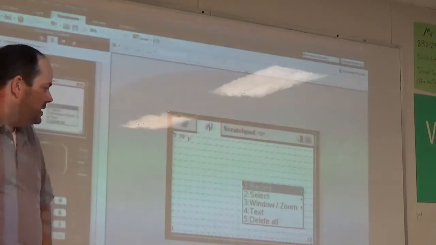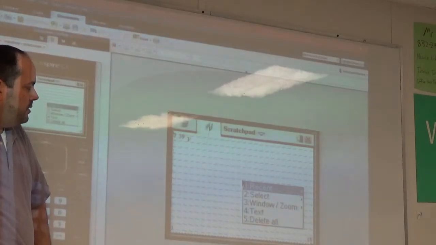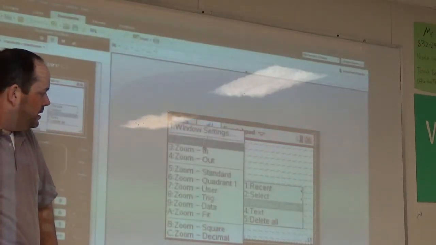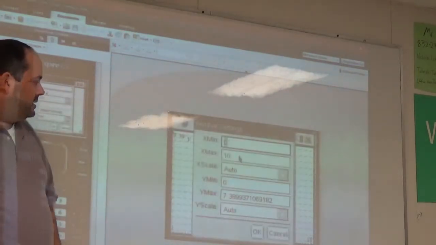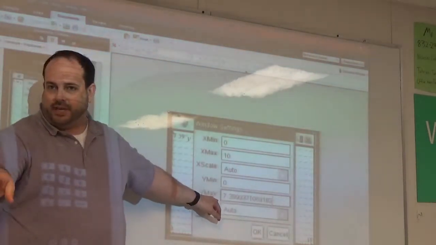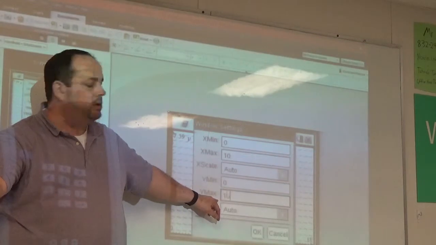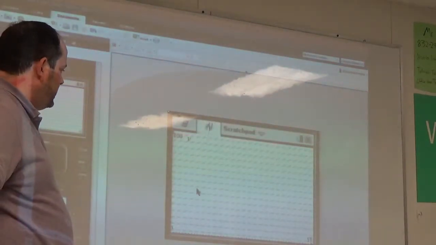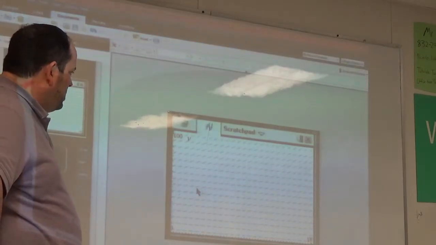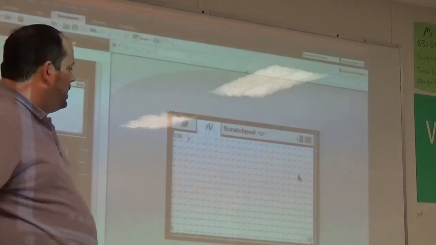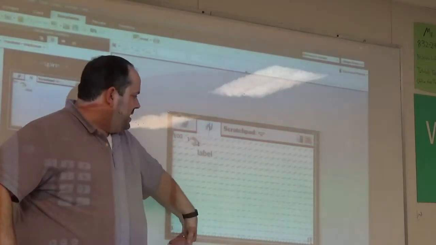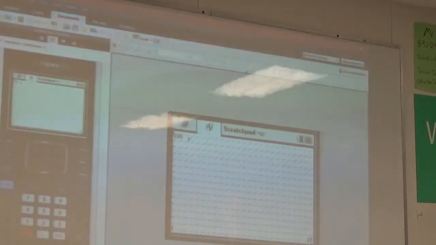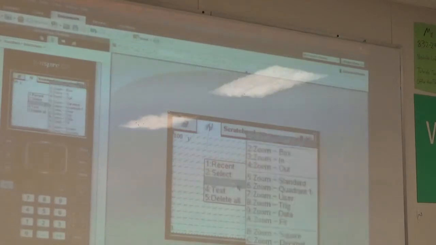So let's change the window. Menu, window, zoom, window settings. We're going to change the Y max. Did you guys hear the part about Y max 100? Okay, I want to change the X a little bit. Change the X to like X max of 100.